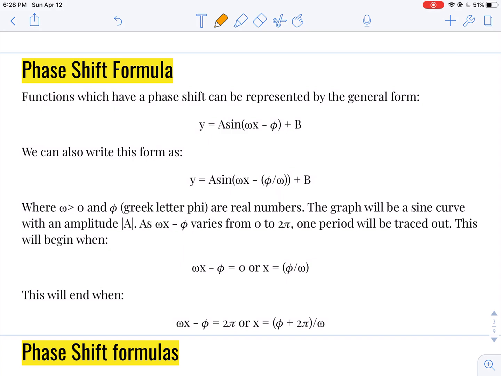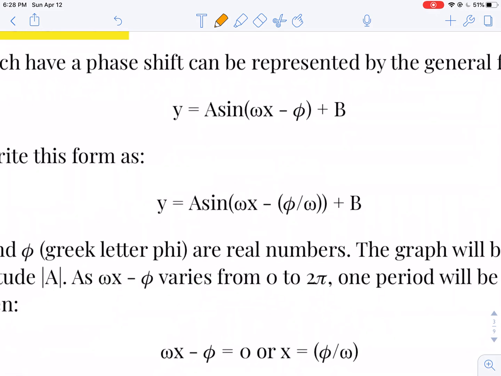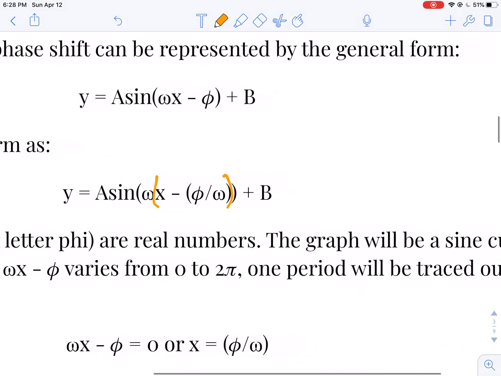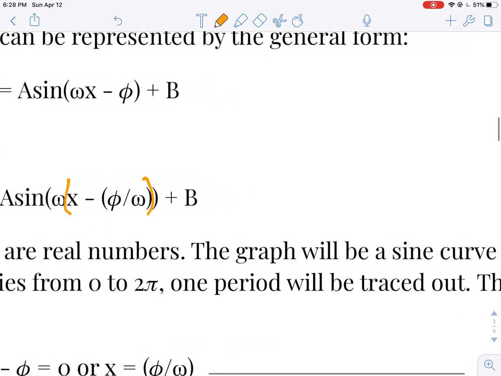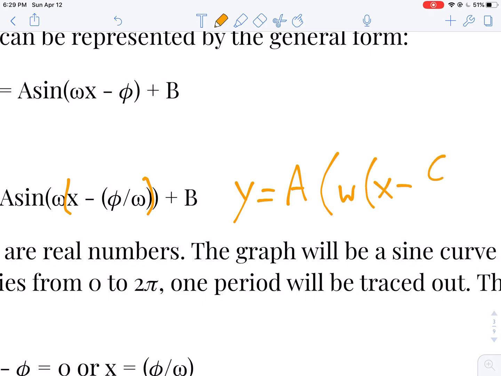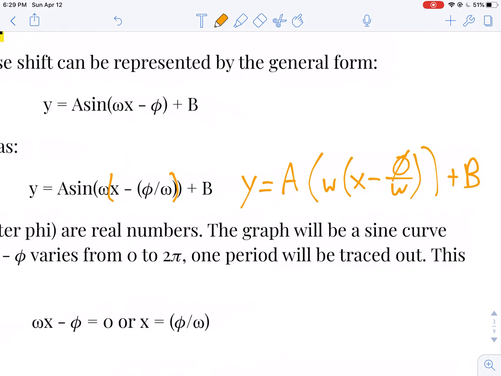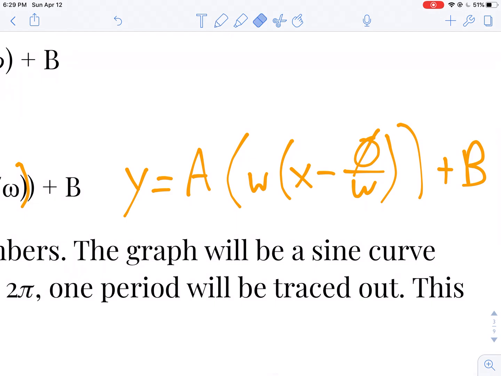Now we can also rewrite this as y is equal to A times the sine of omega x minus phi over omega. And I should have another parenthesis here in front of this x and behind that phi over omega. It's the same thing as what I did up there where I factored that horizontal stretch factor out. We have A times the sine of omega times x minus phi over omega, plus b.